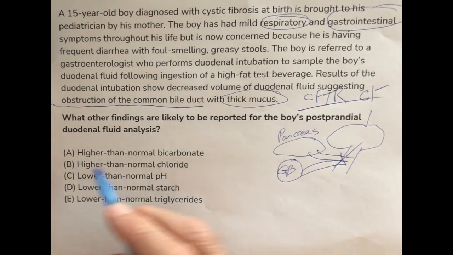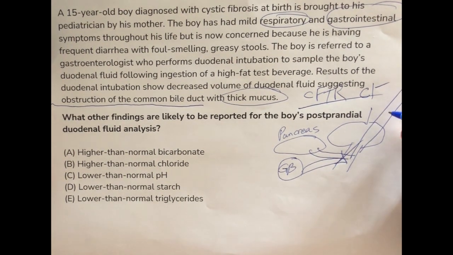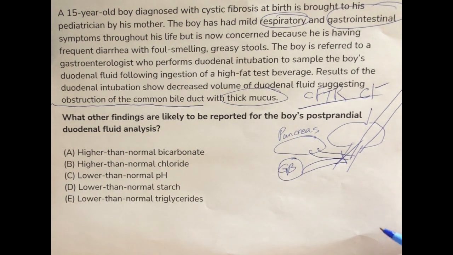So now we look at the choices, A, B, C, D, and E, and look for something that's going to be affected by this blockage in the duodenum, because we're sampling the duodenal fluid. We're sampling through a catheter this duodenal fluid. This is our sample. Okay?